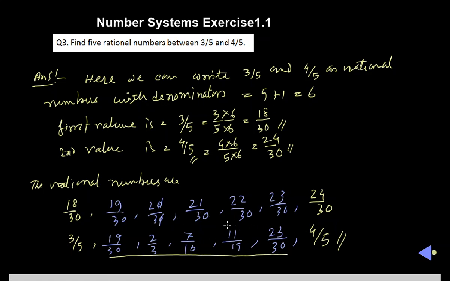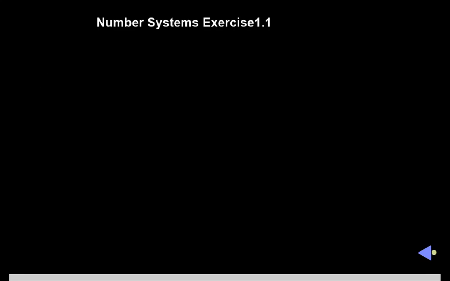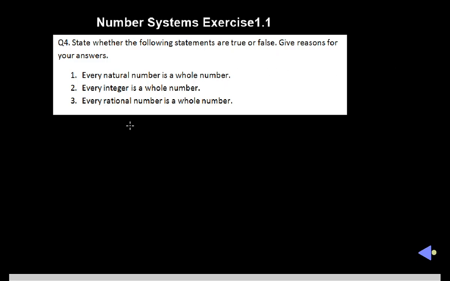Again, we can find an infinite number of rational numbers in between 3 by 5 and 4 upon 5. Suppose we want to find 100 rational numbers in between them, we have to add 100 plus 1. We can add anything, and we will get that number of rational numbers. So next, we are going to the final question and answers. That is the last question we have to answer.